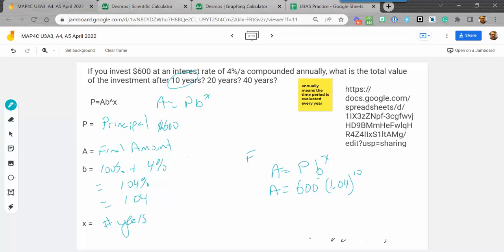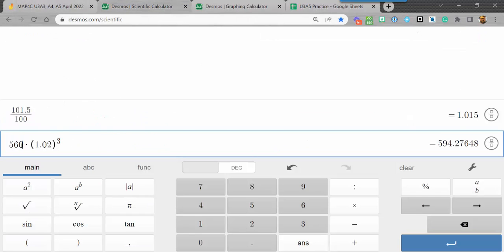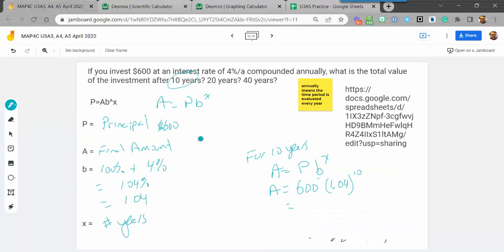So for 10 years, we can do a 10, so that's 600 times 1.04. I can just use this one, 600 times 1.04 to the 10 gives us 888.15. I'm going to round to 2 decimal places, 888.15. Okay. If I want to do 20 years, I change that to a 20. 40 years, I change that to a 40.